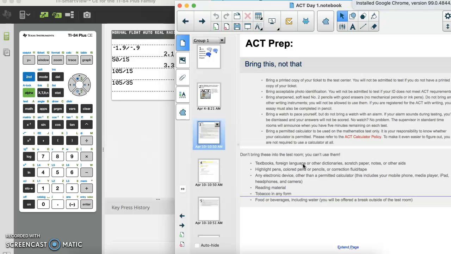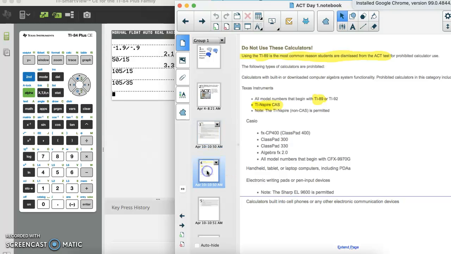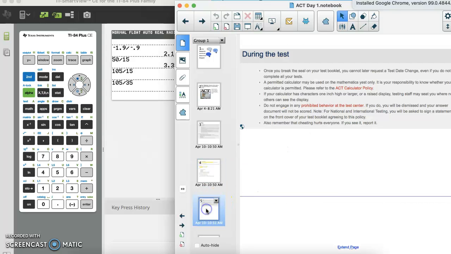Definitely bring some sharpened pencils, your own calculator. They don't provide calculators, and you're not allowed on your computer either, so you won't have access to the rapid identity calculator. You also can't bring things like a highlighter, so just read through that on your own time if you want. Calculators are the most common reason students are dismissed from the ACT. You can't use a TI-89 or the TI-Inspire. Those are the only ones I've seen around the classroom that are prohibited. If you're unsure, just ask your teacher.